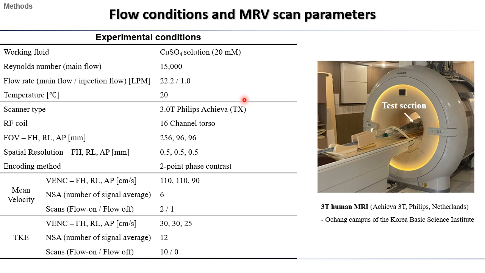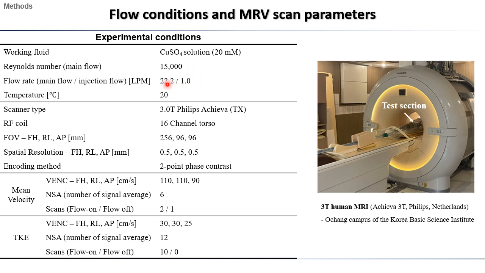Next are the flow conditions and the MRV scan parameters. The working fluid used is a 20 mmol copper sulfate aqueous solution. The main flow operates at a Reynolds number of 15,000 with a flow rate of 22.2 rpm. The flow rate of injection flow is 1 rpm.